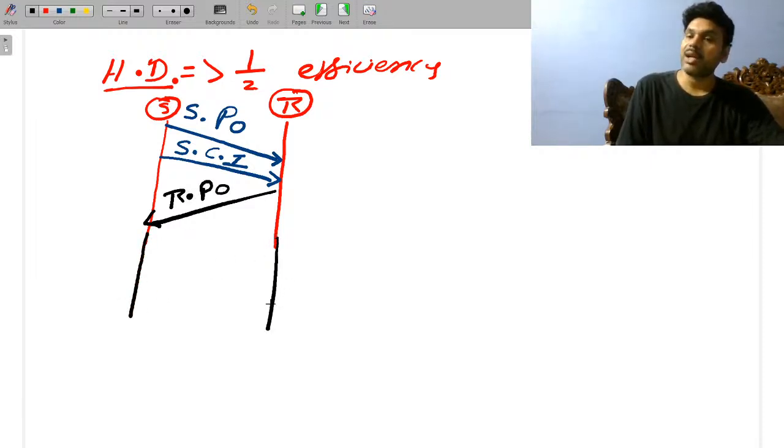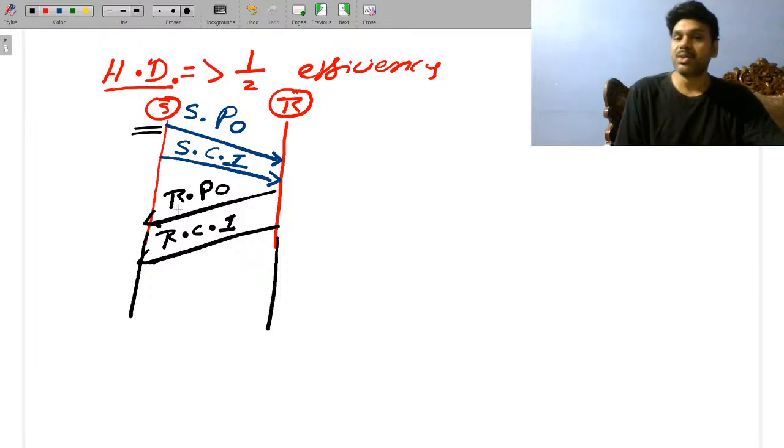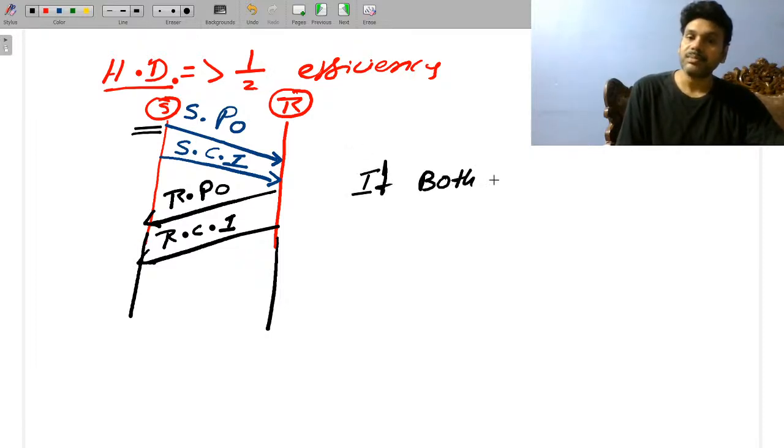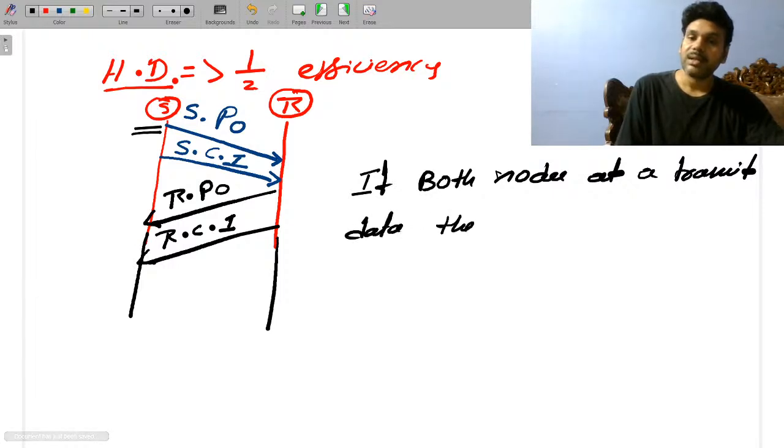Therefore, after transmission of data, the sender must not respond here. That means S must not respond, because at a time it is not possible. Again, he will send control information that I have transmitted my data. So this is how you need to send your data as well as control information to the other party that data transmission has completed. Otherwise, you are going to have conflicts. That's the point. If both nodes transmit data at a time, then there is a chance of collision.